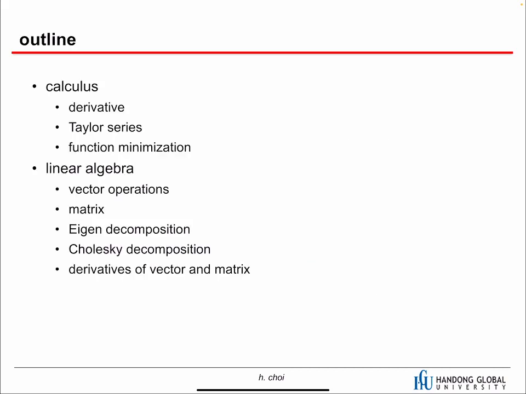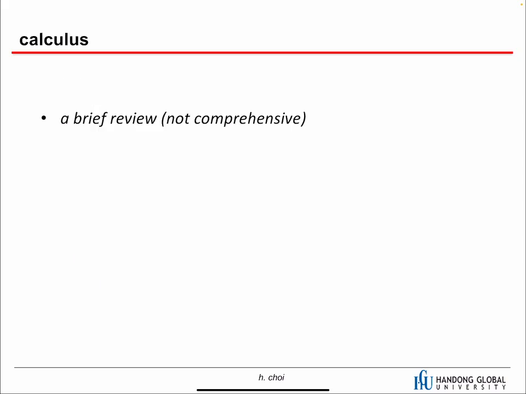So this is the outline of this chapter. From calculus, we're going to talk about the derivative, Taylor series, and function minimization. And from linear algebra, we're going to learn some basic stuff: vector operations, matrices and eigendecomposition, classic decomposition, and derivatives of vectors and matrices. First, calculus. It's not comprehensive.